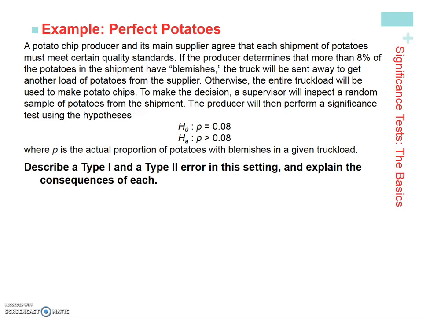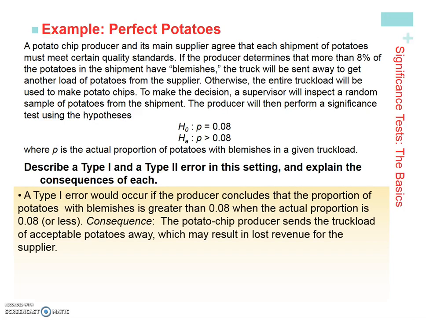The producer will then perform a significance test using these hypotheses. The null is that the proportion is 0.08. The alternative is that the proportion is greater than 0.08, where P is the actual proportion of potatoes with blemishes in a given truckload. Describe a type 1 and type 2 error in the setting, and also explain the consequences of each. So, a type 1 error would occur if the producer concludes that the proportion of potatoes with blemishes is greater than 0.05 when the actual proportion is 0.08 or less.